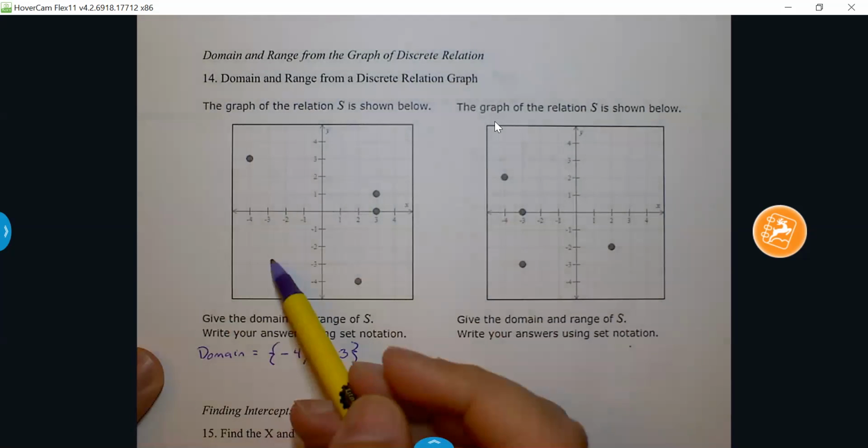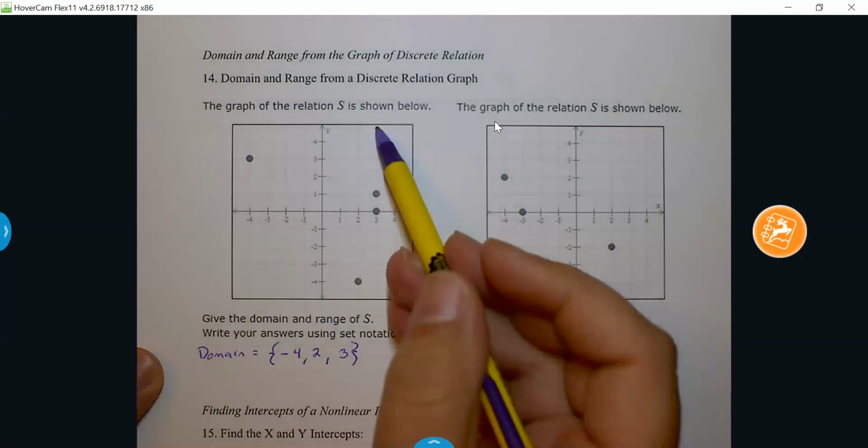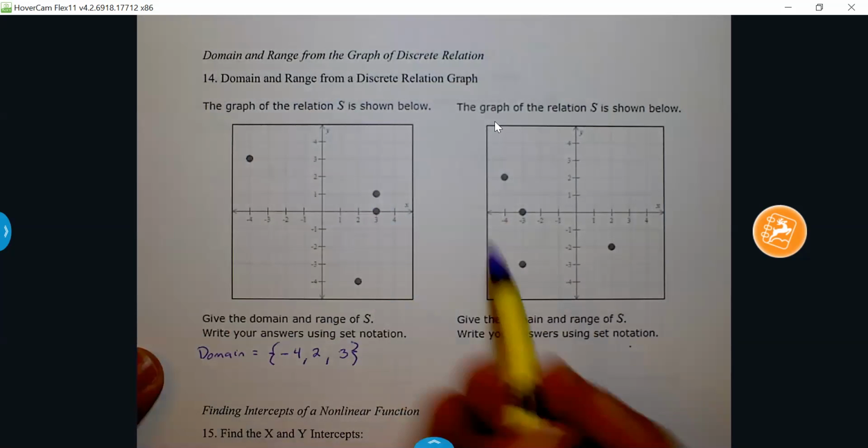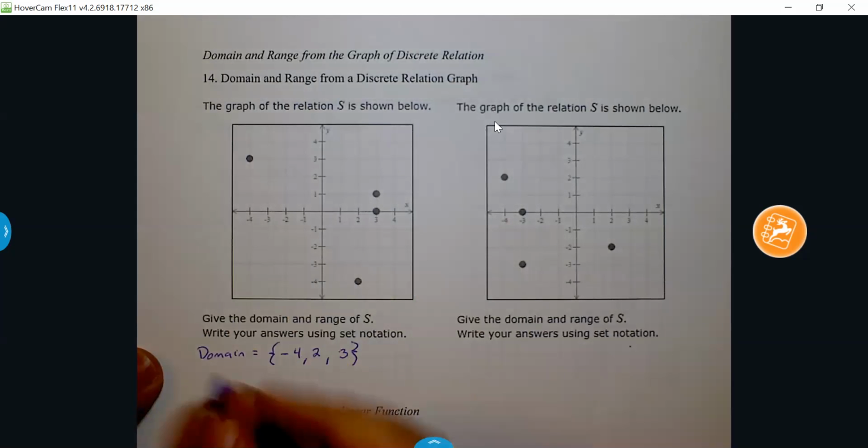Would this be a function? No, because it would fail the vertical line test. You don't need to answer that in this one, but it's just good to know.